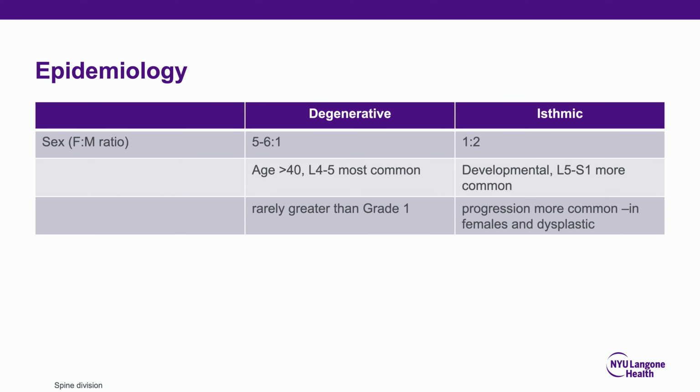The epidemiology: for degenerative we have a 5 or 6 to 1 female to male ratio. For isthmic it's mostly males, 2 to 1. Degenerative is mostly above age 40, mostly older than that. L4-5 is most common. Isthmic is more developmental, and L5-S1 is more common. Degenerative spondy is usually not graded higher than grade 1. Isthmic progression is more common, mostly in females and dysplastic.